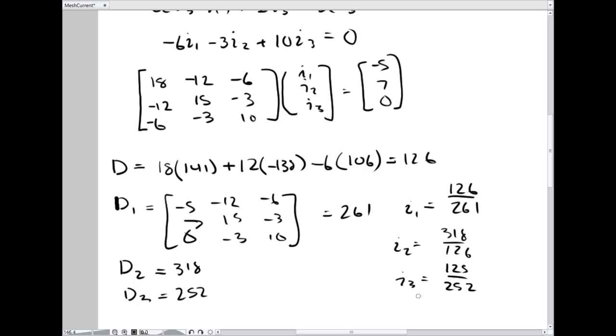It looks like I2 and I3 reduce. No, I2 reduces. What was I writing here? What even? All three of these are wrong. I don't know what I was writing. I'll just leave that junk in there. 261 over 126, 318 over 126, 252 over 126. I know this one is 2.